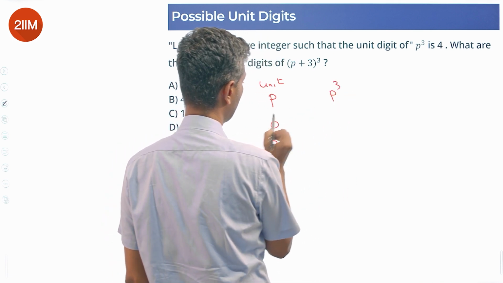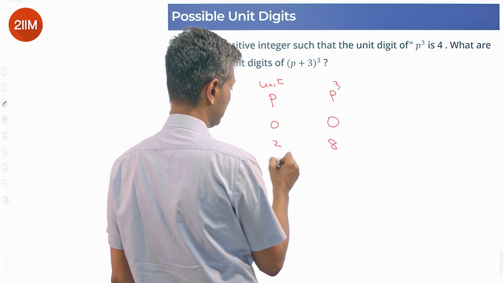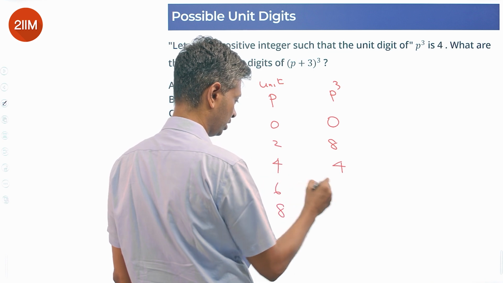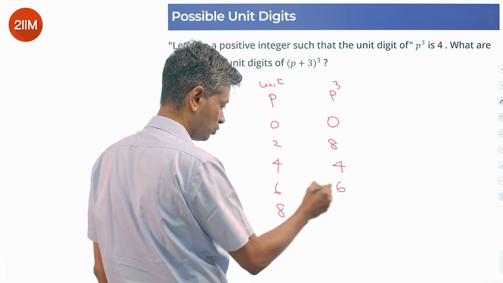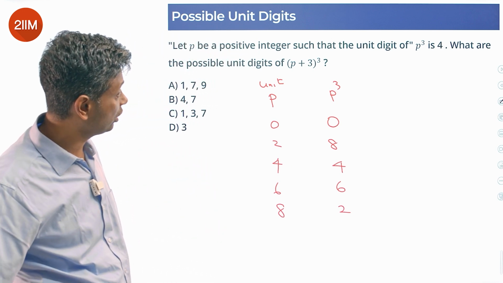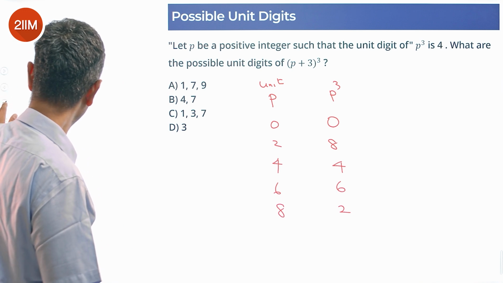If p had unit digit 0, p cube would have unit digit 0. If it had 2, 2 cubed is 8, so this will be 8. If 4, 4 squared is 16, 64, so 4. If 6, 6 squared is 36, so 6. If 8, 64, 512, so 2. So if I know that the unit digit of p cube is 4, then, very nice, very interesting.